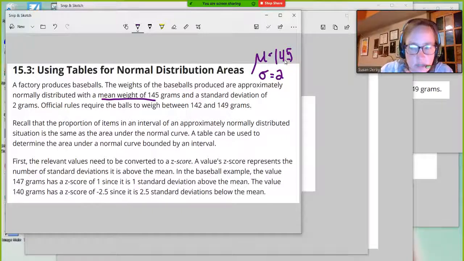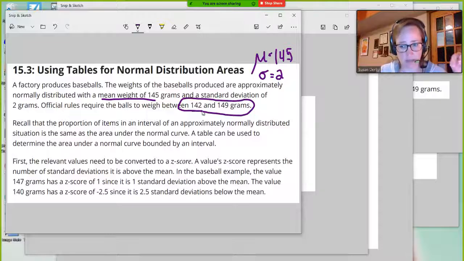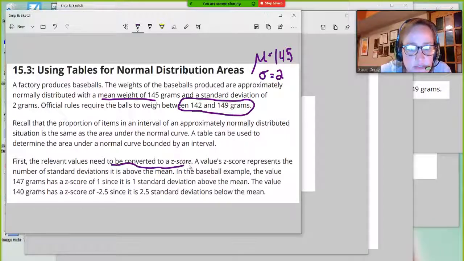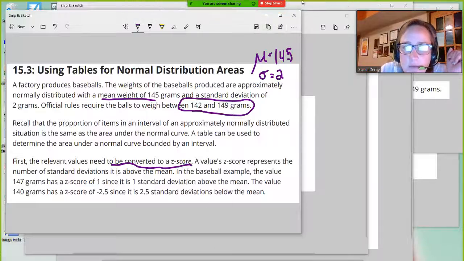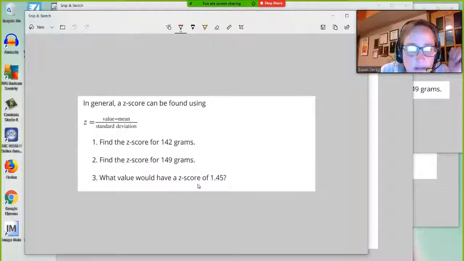This is the information that we're going to need so far. Okay? Official rules require baseballs to weigh between 142 and 149 grams. We're going to try to remember that idea for a little bit later in our question. So, first of all, what we're going to need to do is convert something to a z-score. Now, I've already given you an introduction, but let's put some real numbers behind this, okay?